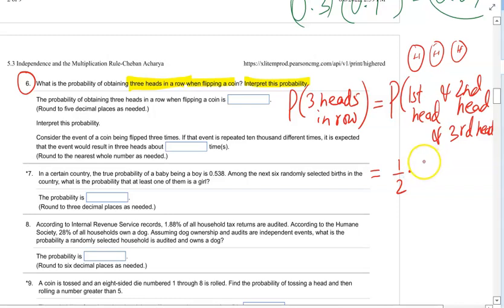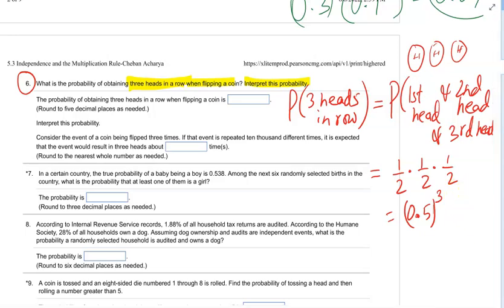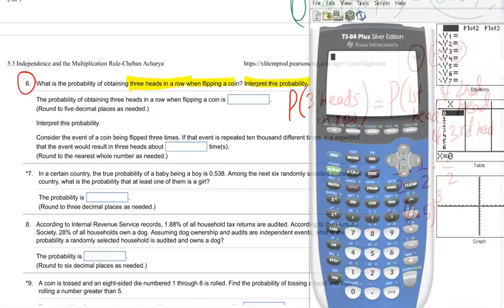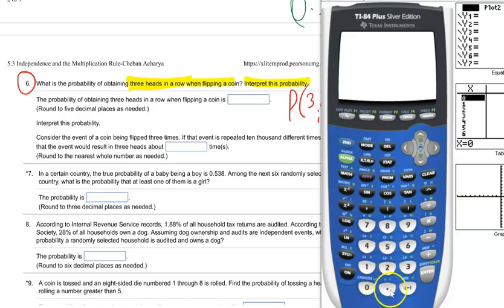What's the probability of getting second head? Half. The probability of getting third is half. In other words, you can put 0.5 to the power 3, or you can do half to the power 3, whatever you like, and use a calculator to find the value. Let me do that for you. Or you do 0.5 to the power 3, and you get 0.125.